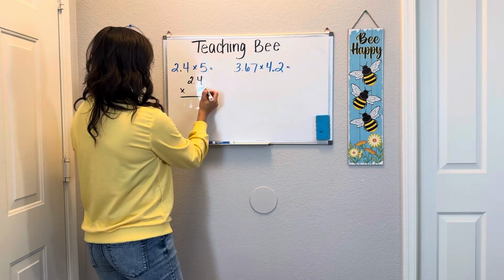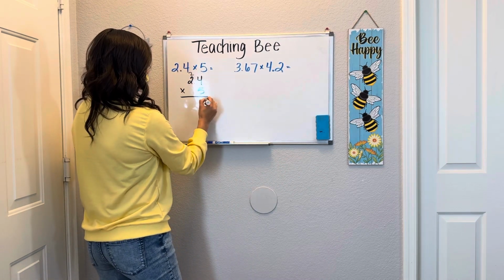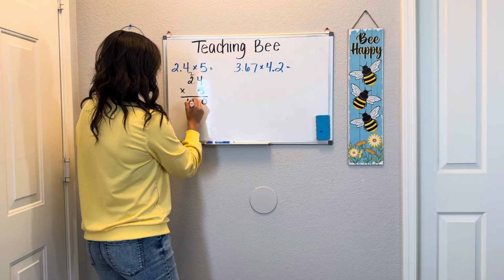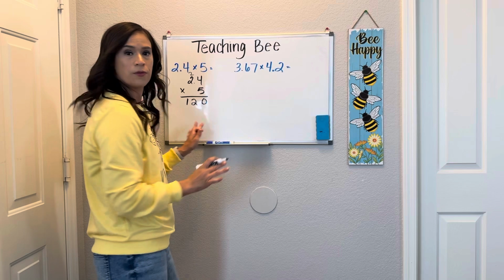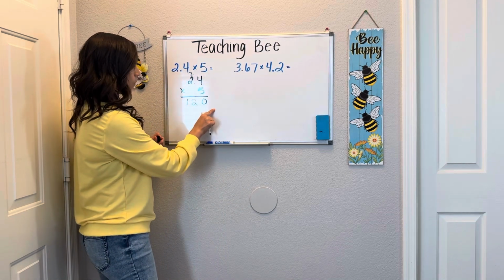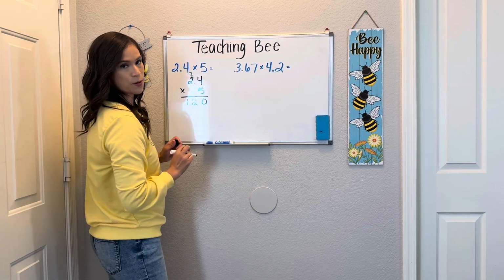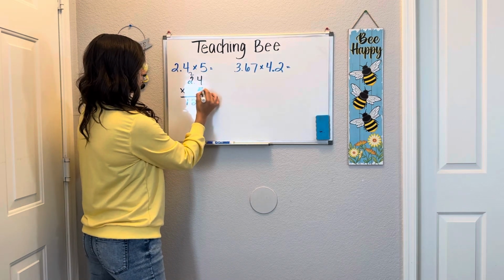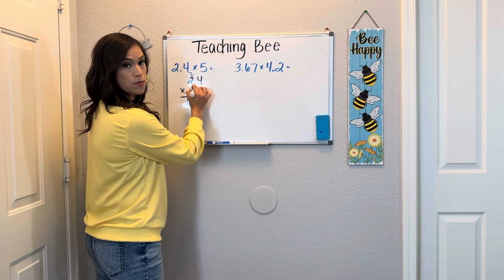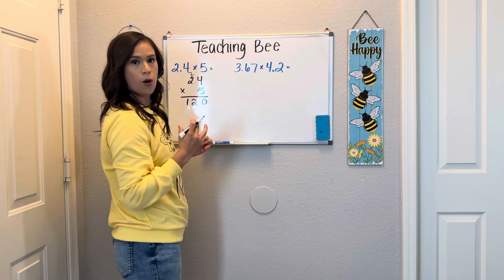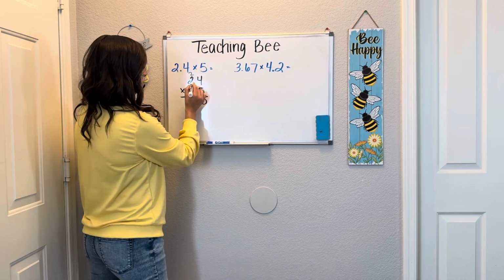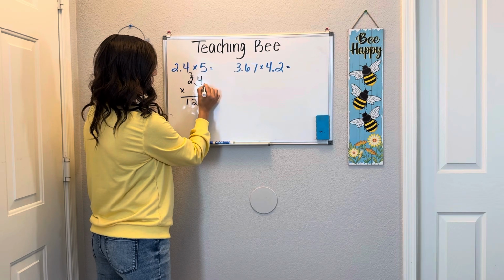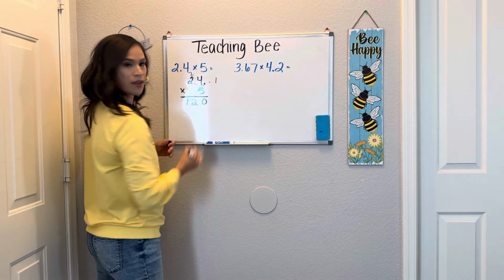So we have 5 times 4 is 20. And then we have 5 times 2 is 10, plus 2 more is going to be your 12. So from here, our answer is 120, but we're working with decimals, so our answer is not complete yet. We need to know how many places the decimal moves over to make the number a whole number. So to make 2.4 a whole number, we have to bring our decimal place over one time.